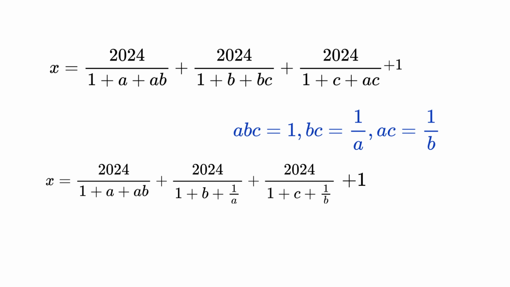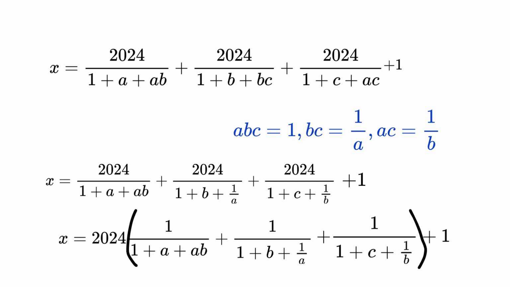So now take 2024 as common, then we get 2024 into 1 by 1 plus A plus AB, plus 1 by 1 plus B plus 1 by A, plus 1 by 1 plus C plus 1 by B plus 1. Now take the LCM in these denominators.